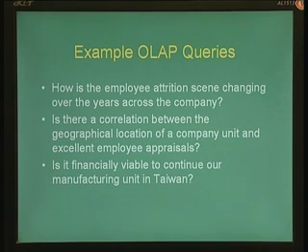Look at the first example. How is the employee attrition seen changing over the years across the company? See, we need to detect the trend here. Are employees more likely to quit the company now, or are employees more likely to stay? Are they happy? Are they unhappy? Or are they finding better opportunities away?